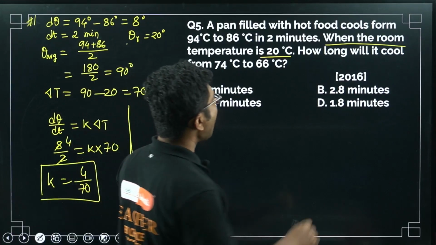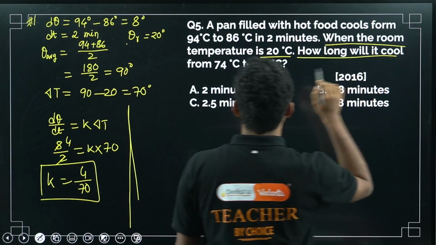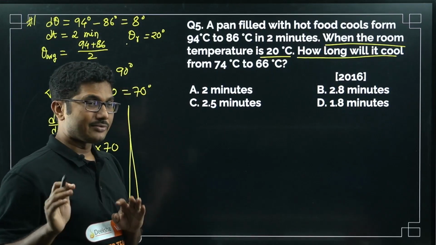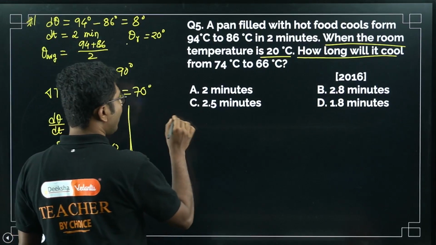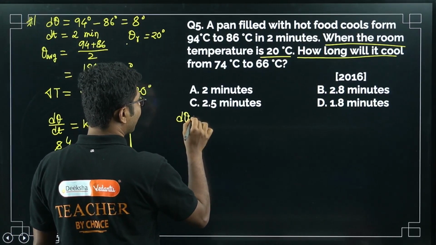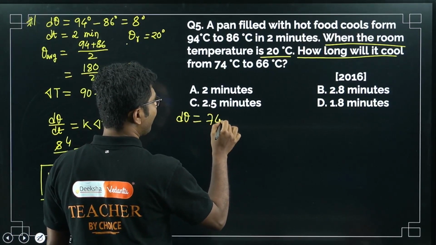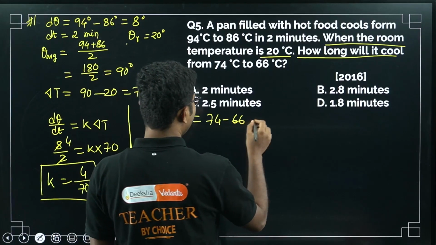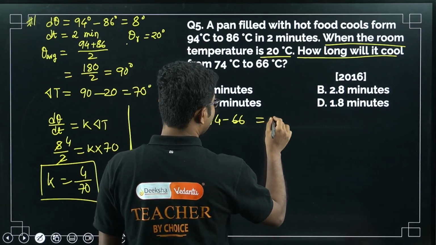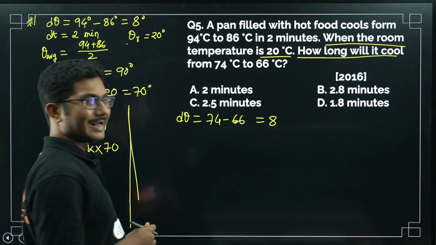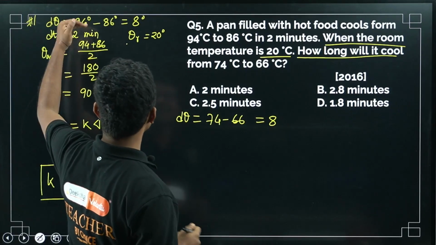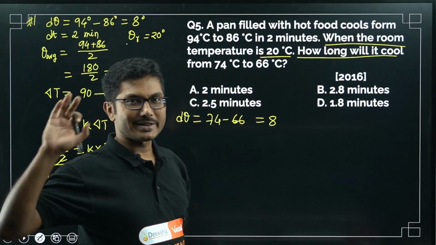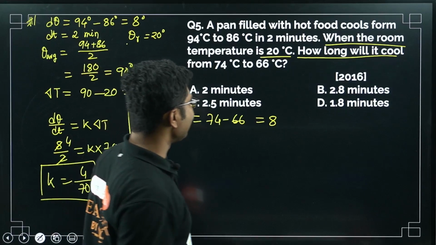Now let's see the second part. What is the second part? How long will it take to cool from 74 to 66? In this problem the values are a little bit nice, right? So what is d theta? D theta is 74 minus 66, so as you can see, this will again be 8 degrees. If you say, okay, it will also be 2 minutes, no, the starting and ending temperatures are different, so the value will definitely be different.